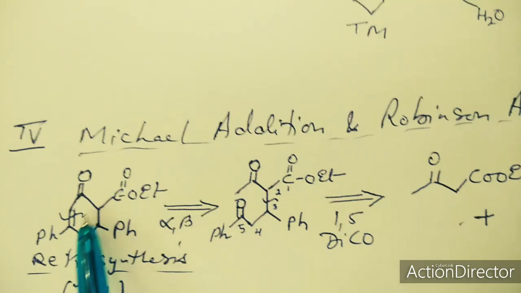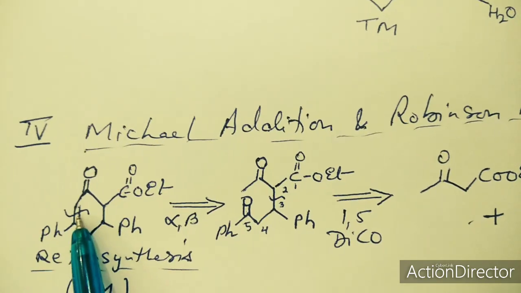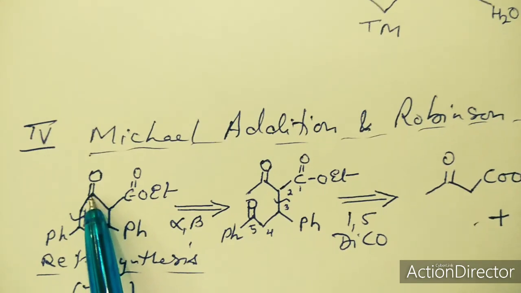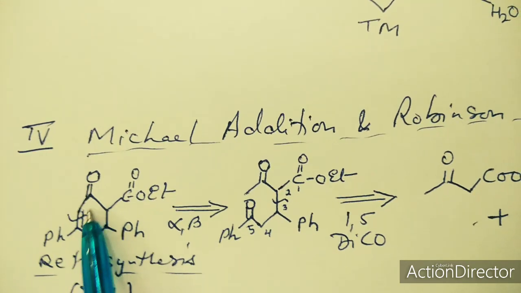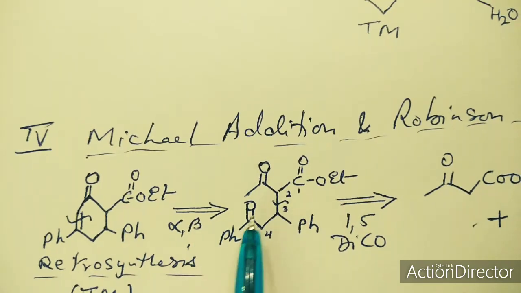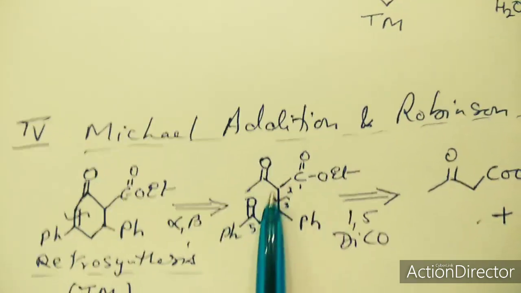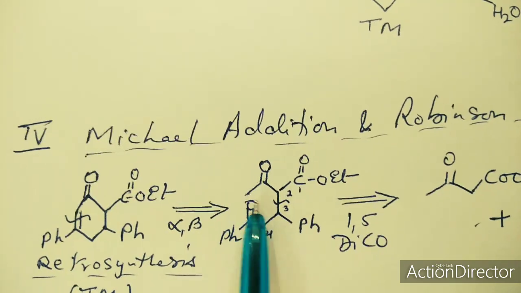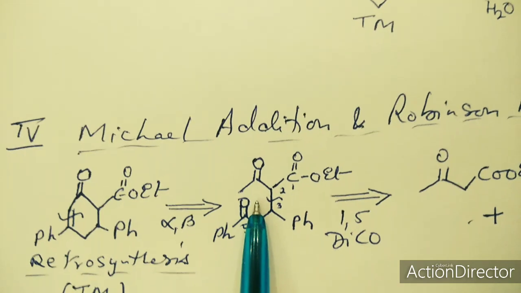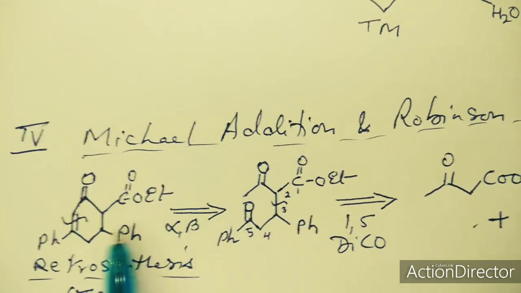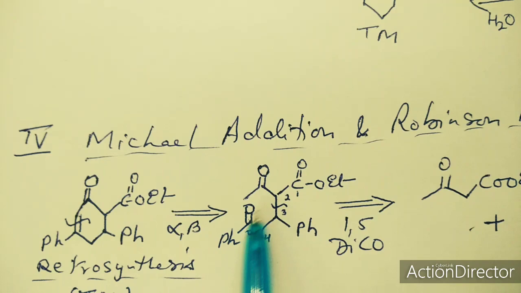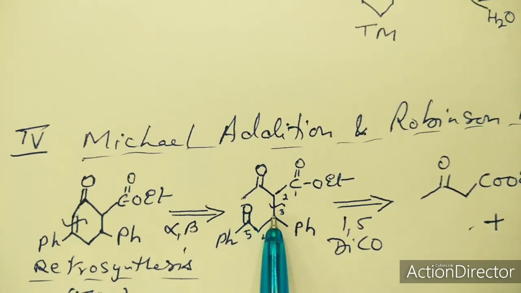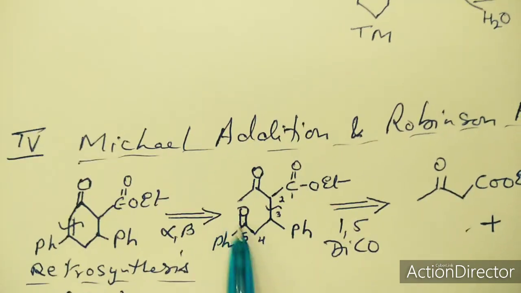So we have to first see if we have a cyclic ring, cyclohexene, with an alpha beta unsaturated carbonyl type, which can disconnect to give us a 1,5-dicarbonyl compound. Then we will disconnect it. Let us see now, we will count, from either end: 1, 2, 3, 4, 5, 1,5-dicarbonyl.